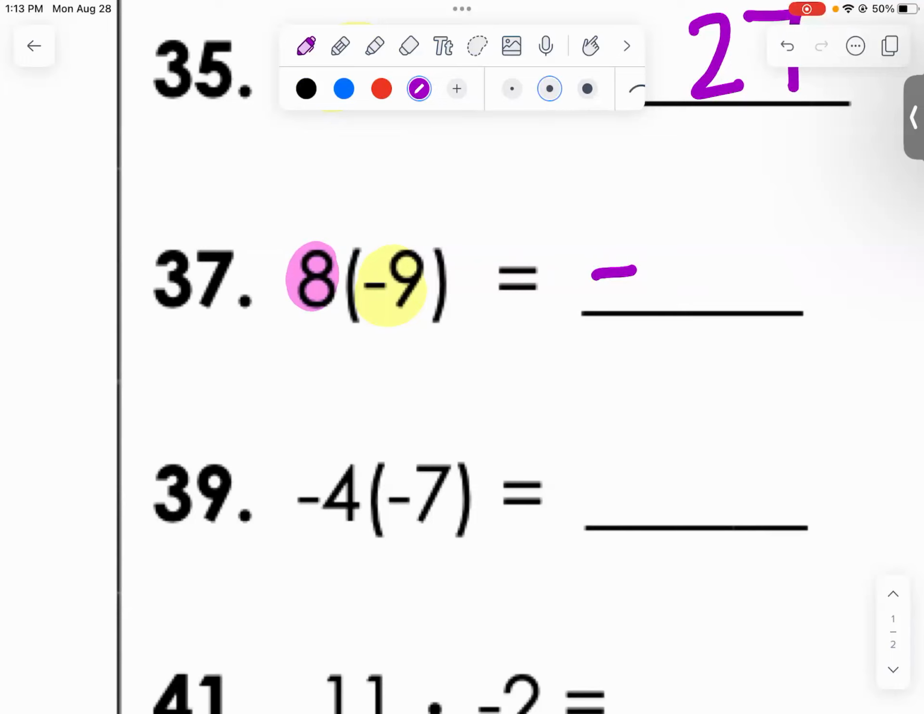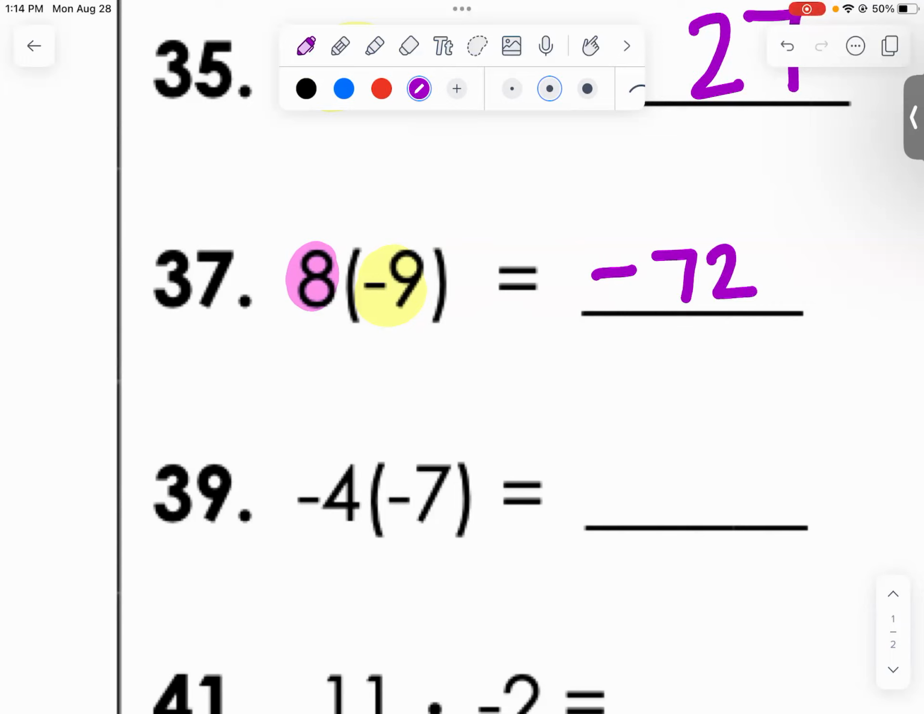Okay, so we're multiplying, right? What does it say up here? So then why is it negative? Come look up here. There's a positive and a negative. One's positive and one is negative. It doesn't even matter which one's negative, just the fact that one's positive and one is negative. This is going to give us a negative 72. That's the answer for number 37.